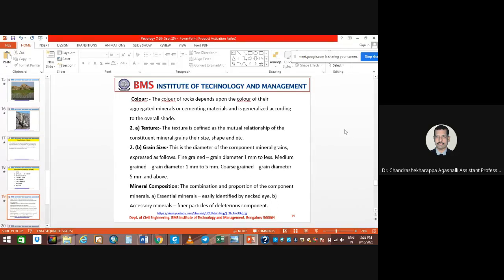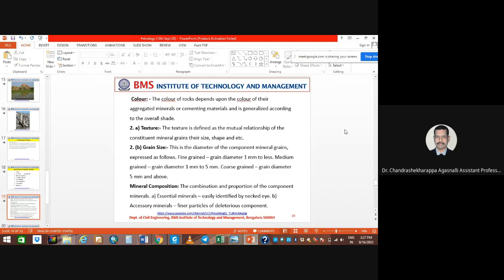Grain size is the diameter of the component mineral grains, right? And this is how we express it. If the grain diameter is less than 1 mm, we call it a fine grain. If the grain size is 1 to 5 mm, we call it a medium grain size. If the grain size is 5 millimeters and above, we call it a coarse grain, right?